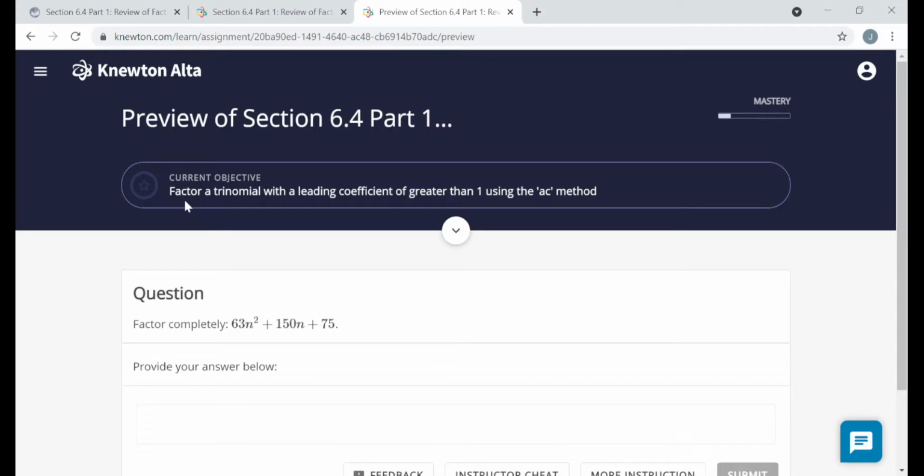So this question is on the objective, factor a trinomial with a leading coefficient greater than 1 using what's called the AC method. So I'll describe the AC method for this first one, and then just keep using it every time this objective comes up again. So let me write this polynomial out and do it on some paper.